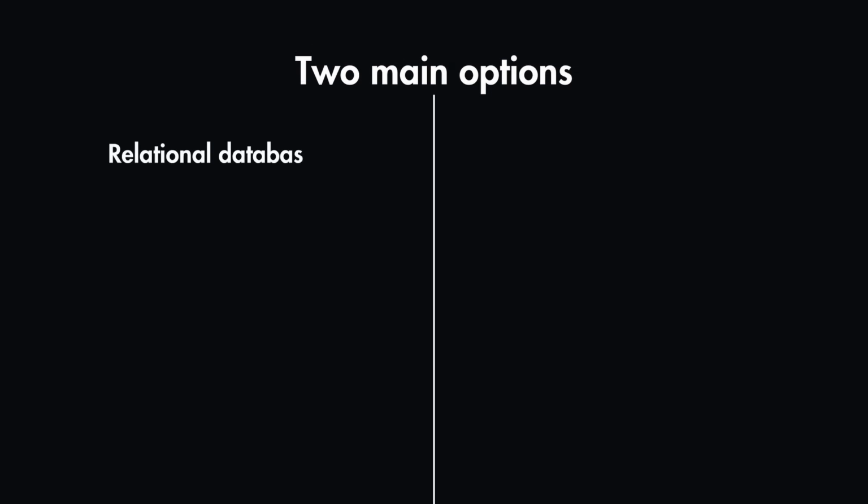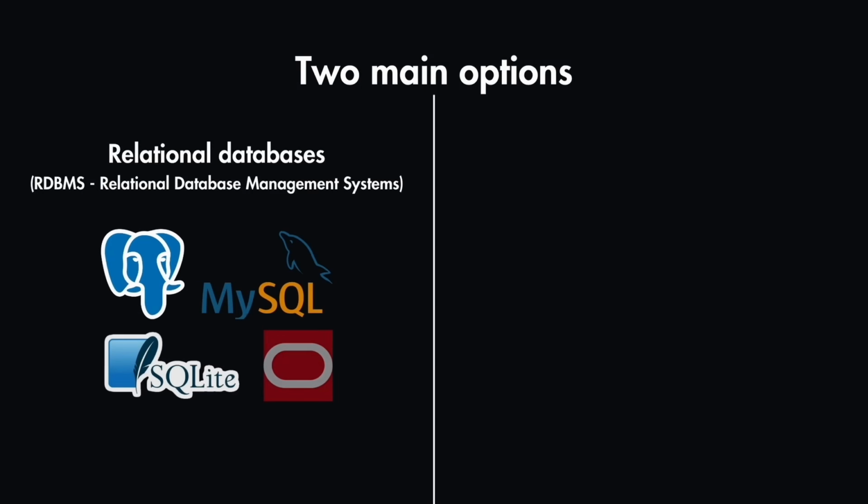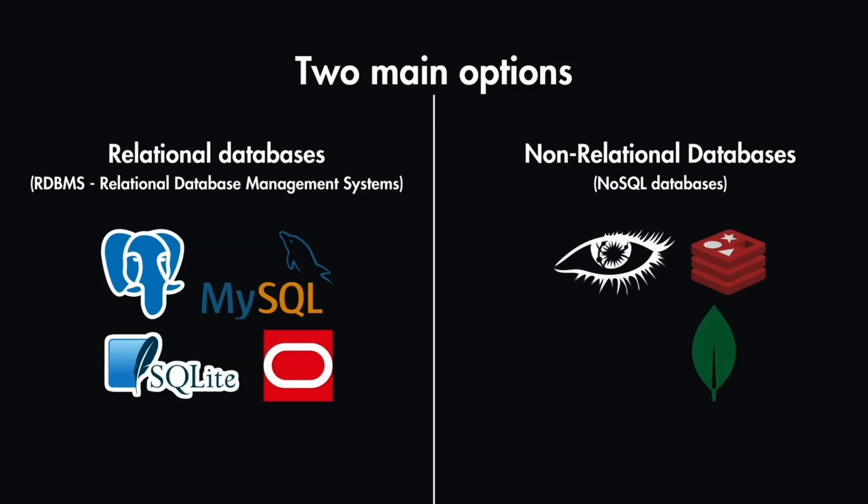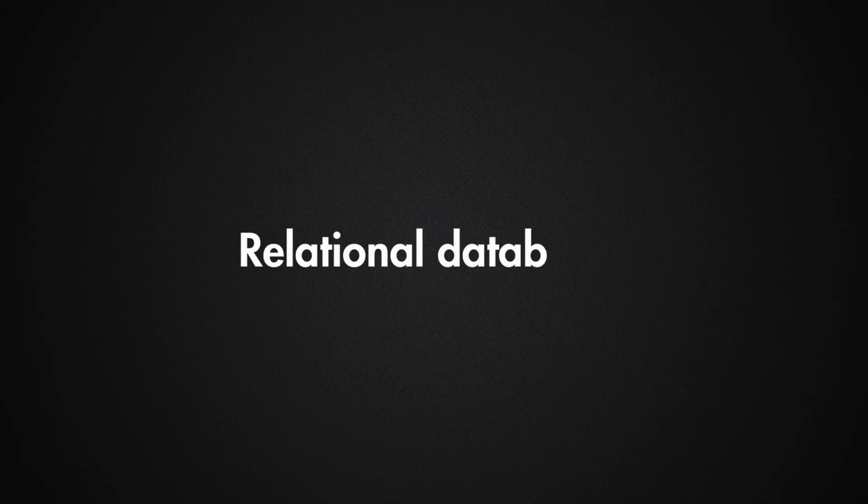The first option is relational databases or RDBMSs, which are structured in tables and rows. Some popular examples are PostgreSQL, MySQL, Oracle Database, or SQLite. On the other hand, we have non-relational or NoSQL databases. These are suited for applications that require flexibility and fast access to large volumes of unstructured data. Some examples are Cassandra, MongoDB, Redis, or Neo4j. Let's start by exploring the relational databases.